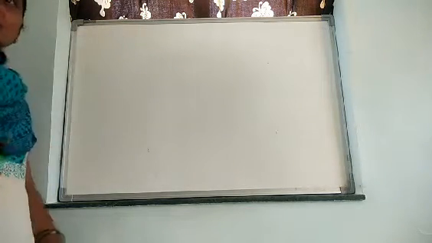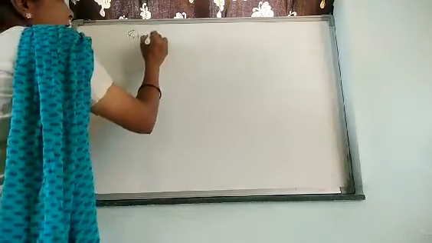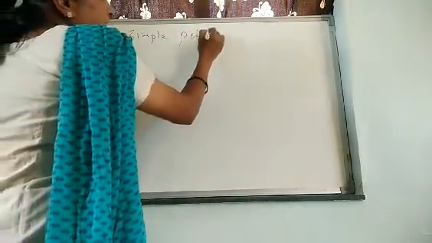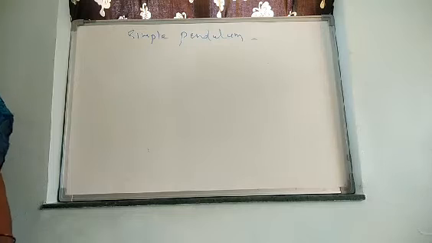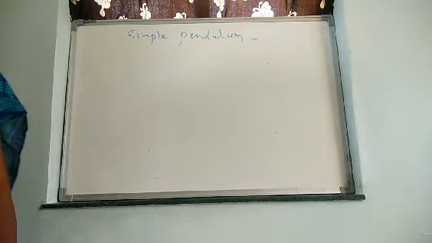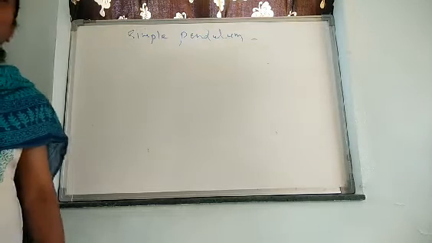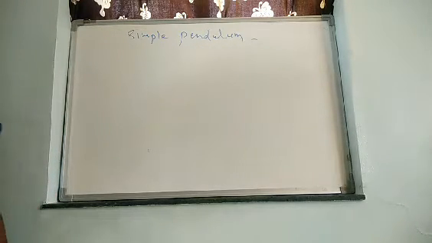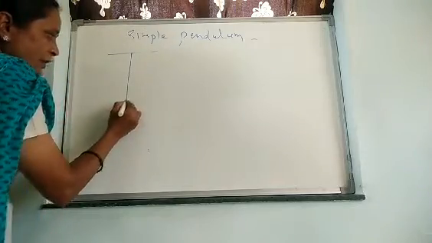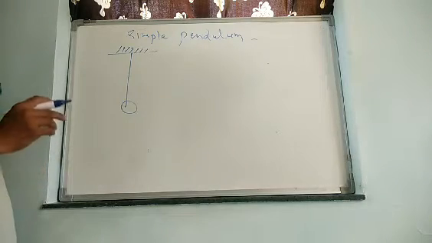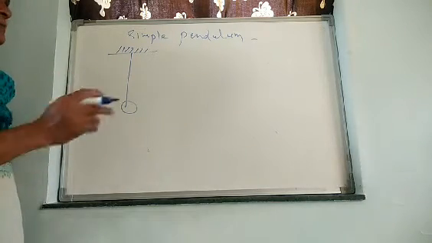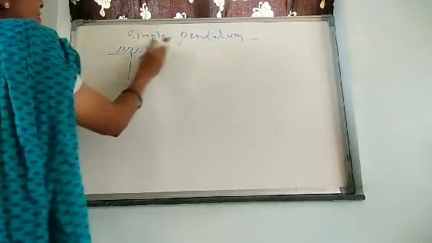What is meant by a simple pendulum? A simple pendulum is a heavy particle suspended by a weightless, inextensible string from a fixed rigid support. That means a point mass, or a bob, suspended by a weightless, inextensible, flexible and twistless string from a fixed rigid support. That is called a simple pendulum. Like this is the simple pendulum, and it is given a motion in such a way that the string stays in the same plane.